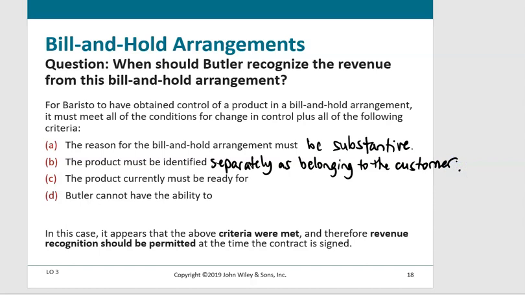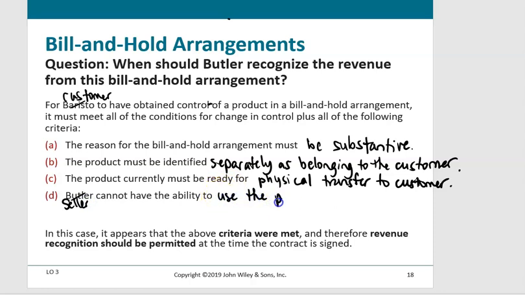The product currently must be ready for physical transfer to the customer. We can't recognize revenue as the seller if these goods are not complete. And the seller, let's say instead of Butler, just to make this more generalized, seller cannot have the ability to use the product or to direct it to another customer. No selling those fireplaces to somebody else.